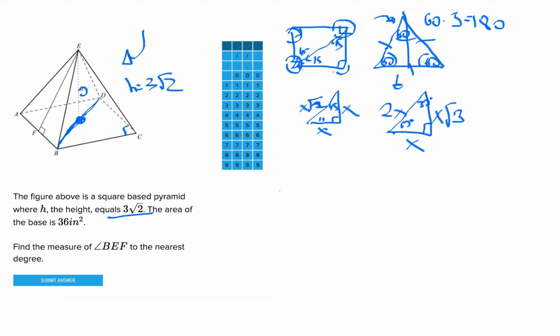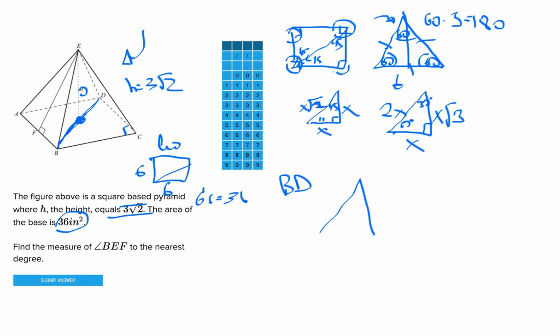So let's go ahead and figure out what BD is, our diagonal. Well, we're told that this is a square-based pyramid, and that has an area of 36 inches squared. So in order for a square to have a base of area 36, the sides must be 6, since length times width would be here 6 times 6, which is 36. So if we're looking at the diagonal of this, we're going to have a 45, 45, 90 triangle that will have both side lengths of 6, and then we'll need to have a diameter or a hypotenuse that equals 6 times root 2.